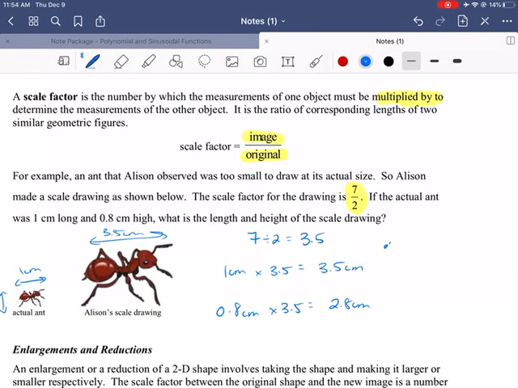So therefore, the ant drawing is 3.5 centimeters long and 2.8 centimeters tall.